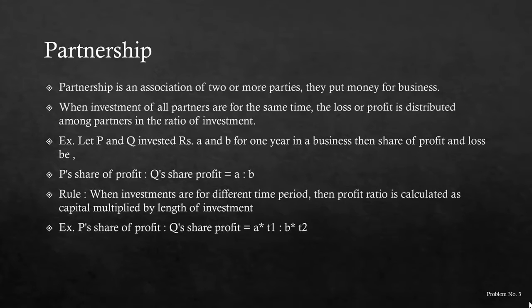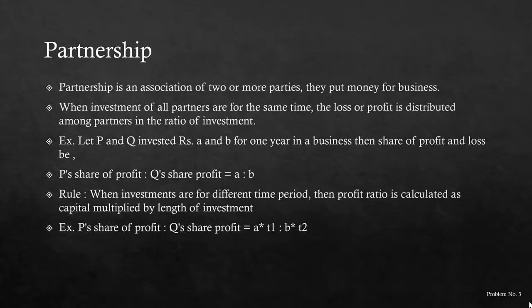The problem becomes a bit complicated if the time duration of the investment of all the partners is not consistent. So, when the investments are for different time periods, then the profit ratio is calculated as capital multiplied by the length of the investment. Now, you just have to make sure that whenever you are considering the length of the investment, all the lengths of the investment should have the same unit.